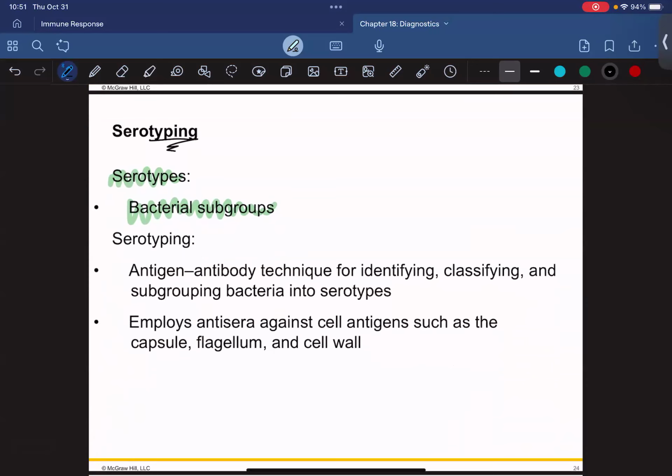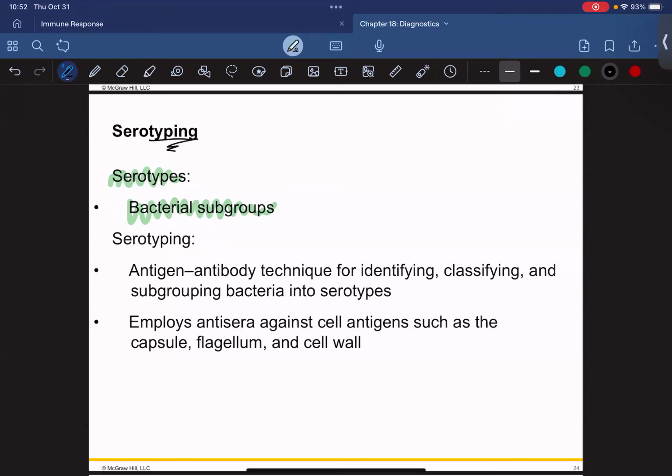Serotyping, this is essentially typing different kinds of bacteria based on their antibody response. Some bacteria have markers on their surface, like some kinds of E. coli might have a marker on their surface that other kinds of E. coli don't have. So we can use antibodies against that marker and say, are you this kind of E. coli or are you that kind of E. coli? So then we can have our serotypes that we name based on those antibody interactions.